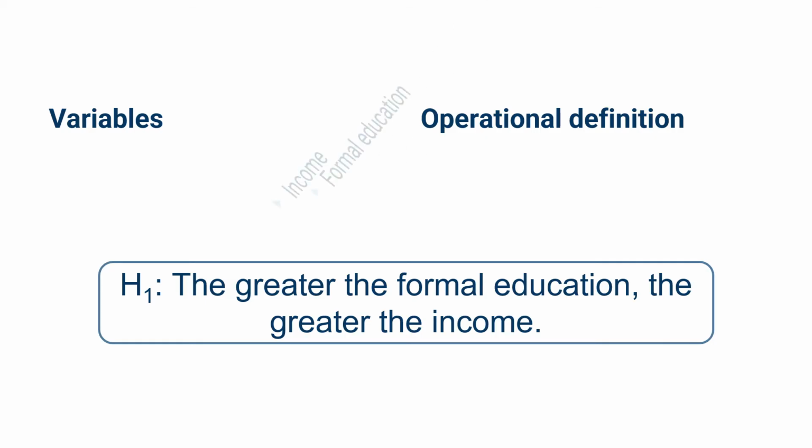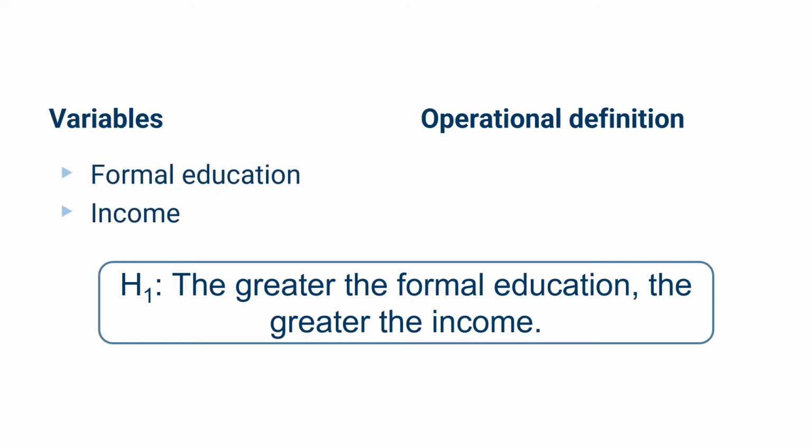How will you measure formal education and income? These are our two variables that we want to empirically test. So perhaps the operational definition of formal education will be years of formal schooling. That means that any education obtained outside formal schooling in your study is not considered as formal education. So only the years of formal schooling.